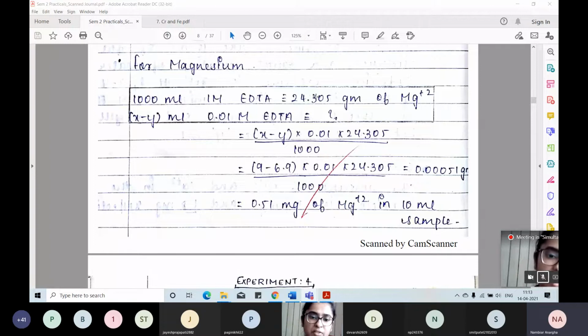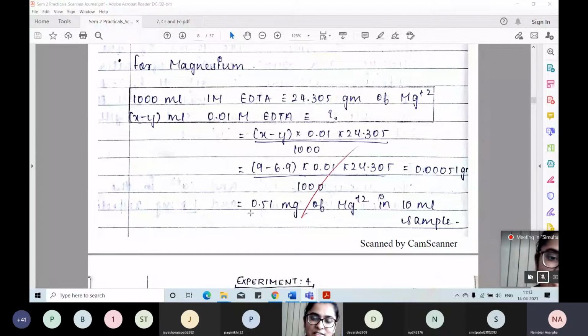Put the values in the equation and you can see that again in that time the solution that was prepared had 10 ml solution contained 0.51 milligram of magnesium. You can see 0.51 milligram, that is, 1 milligram itself you cannot weigh. So just see, 0.51 milligram of magnesium was present in that.